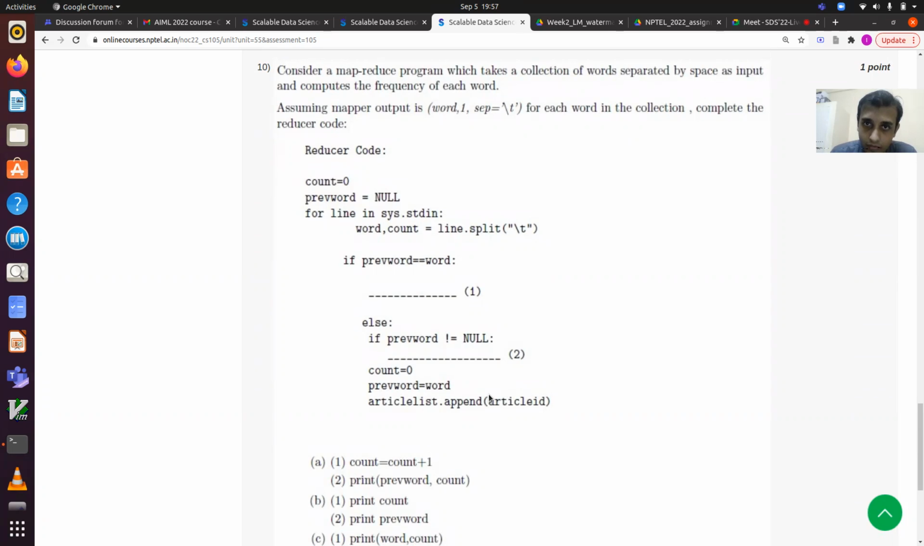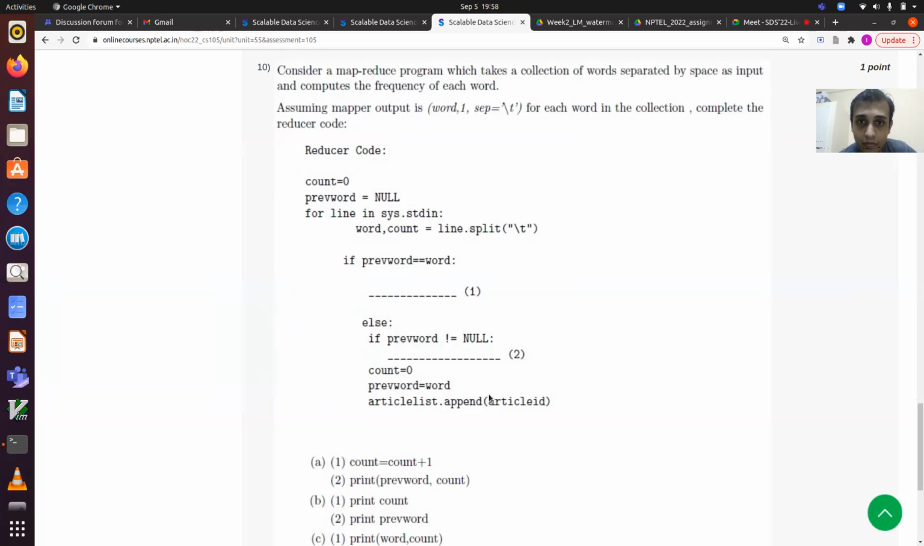Suppose I have taken a sentence, sir, and from the mapper code, suppose it is "what is your name". What is one, is one, your is one, name is one. That is coming to the reducer. It's fine because I'm not using a combiner. The combiner won't work because I'm taking only a single sentence that doesn't have any duplicate element.